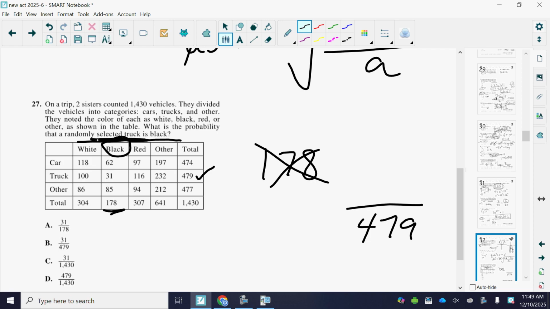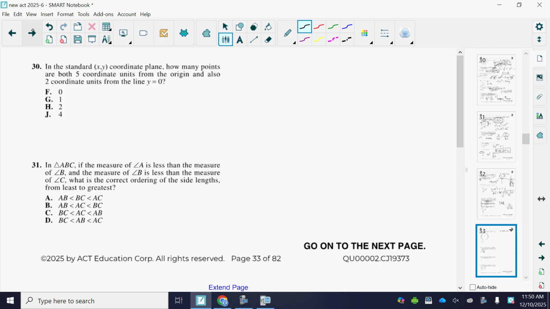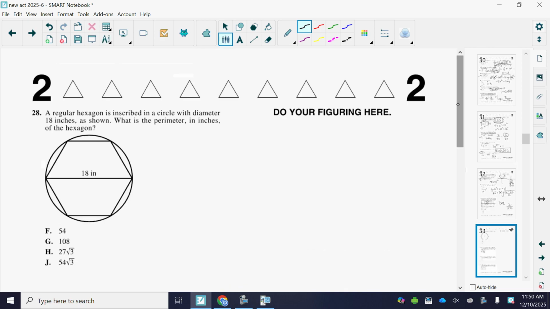So the denominator's 479, and how many black trucks are there? Got me? They love that question. In fact, that's a leftover from the old ACT.